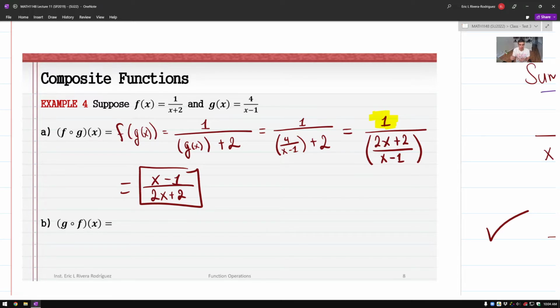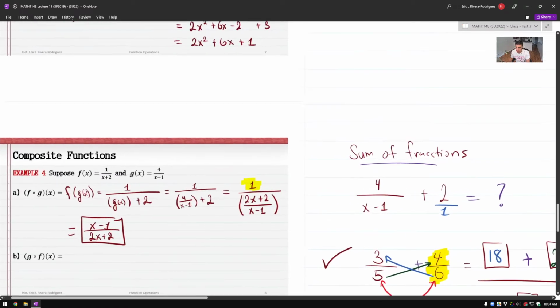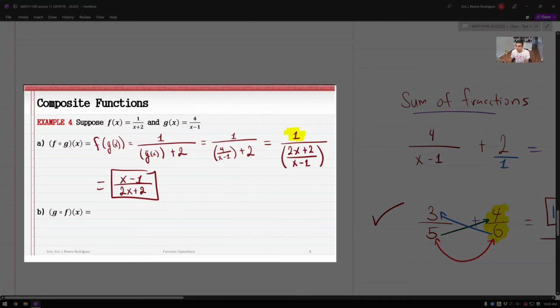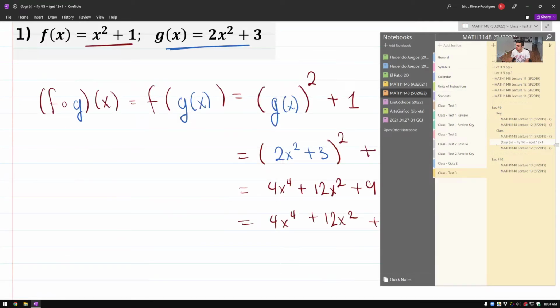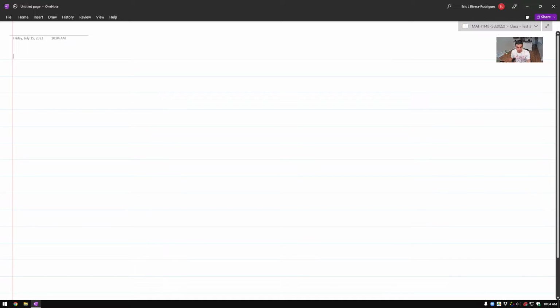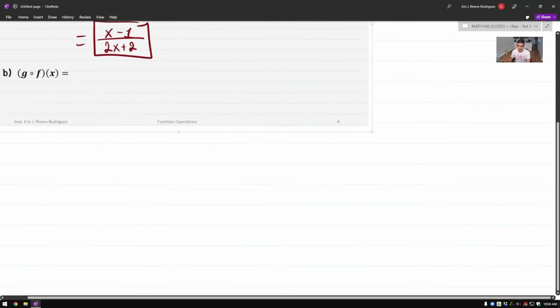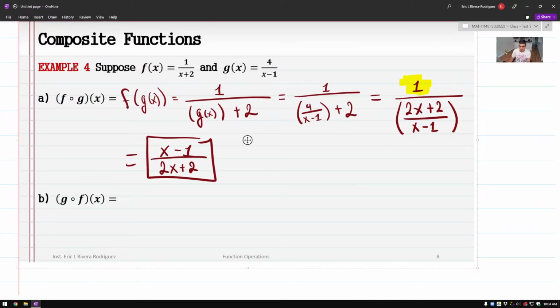Okay, let's do the second one. So to do the second one, what I'm going to do is to take a screenshot and open a new page. Okay. So let me work below here.